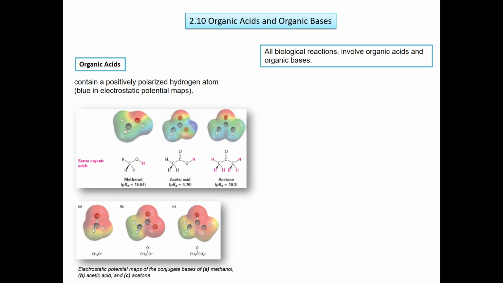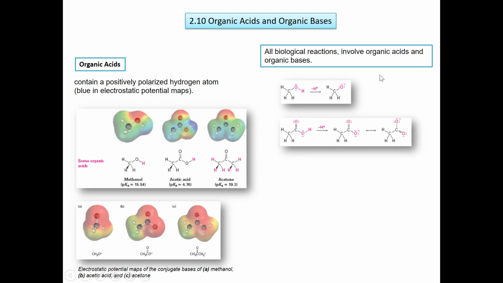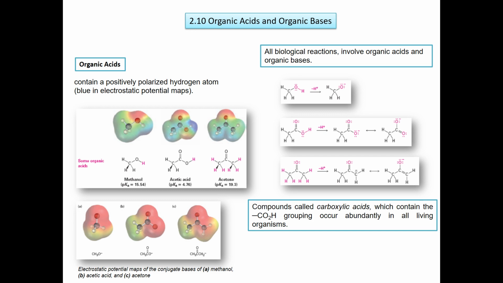All biological reactions normally involve organic acids and organic bases. For example, the protonation of methanol, or of acetic acid, or of acetone. Compounds like carboxylic acids, which contain the CO2H group, occur abundantly in all living organisms. This is a typical reaction with acetic acid. We react acetic acid with pyruvic acid, and what we get is this compound.